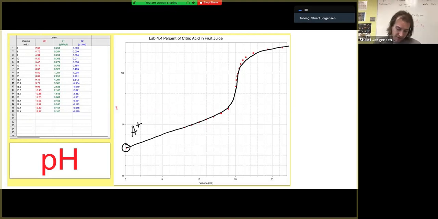And so when we get to our first data point, you'll notice that we're still mostly acidic. Most of our base, or all of the base that we added, got used up, it neutralized with the acid, and we still have acid left over in the fruit juice. As a result, we're still on the acidic side.